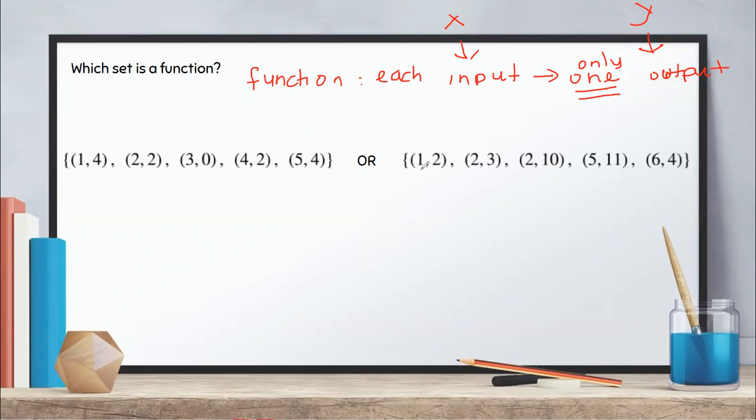But then we look at the second one, we have 1, 2. So far, so good. 2, 3. That's okay. But wait, we have 2, 10. So that means that when you input 2, you can get 2 possible answers. You can get a 3 or you can get a 10. So that means that you're getting more than one output. So this one is not a function. The one that is a function is the first one, because each input here on the left only has one output. What makes this one not a function, once again, is because we have 2, 3 and 2, 10. So when you input 2, you can get more than one output, which is not allowed.